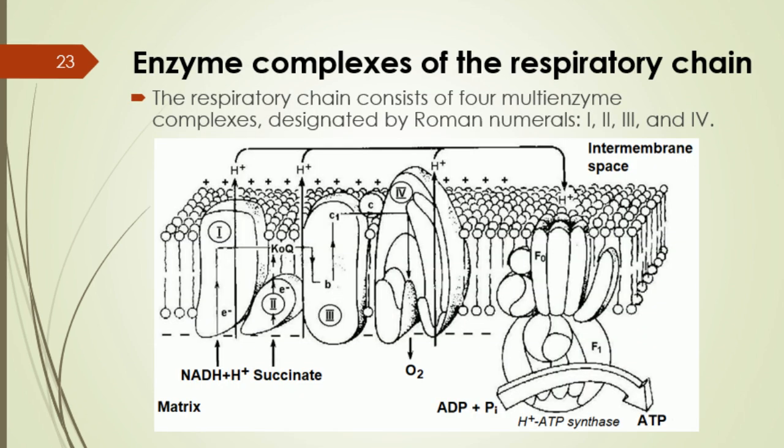The respiratory chain is located in the inner mitochondrial membrane and includes 4 multi-enzyme complexes: NADH coenzyme Q reductase, succinate coenzyme Q reductase, and coenzyme QH2 cytochrome C reductase. Cytochrome C oxidase is the last enzyme in this pathway.